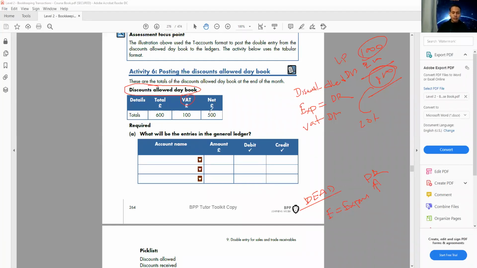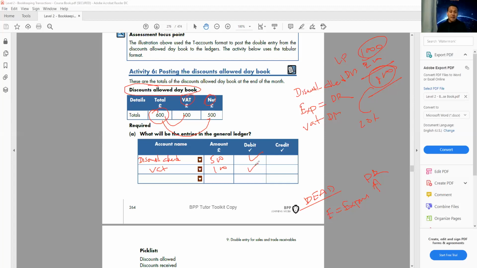And actually you give the discount of 500. So basically you give a discount of £600, and out of 600, 500 is the discount and £100 was for the VAT. So let's do that. So discount allowed amount 600, sorry, 500 is actually what you paid as discount. So 500 will be debit. VAT will also be 100 debit, because VAT is also an expense for you when you give the discount.